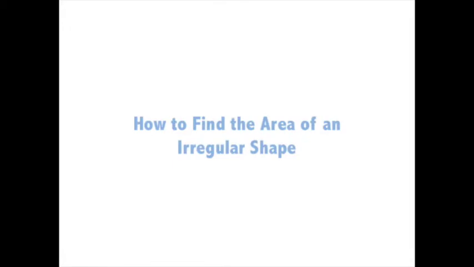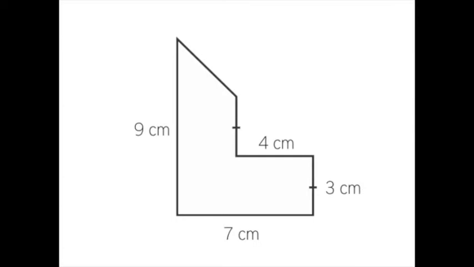Here's a quick lesson on how to find the area of an irregular shape. Here you can see an irregular shape with dimensions listed for only a few of the sides. To find the area of such a shape, we need to divide the irregular shape into a few simpler shapes.